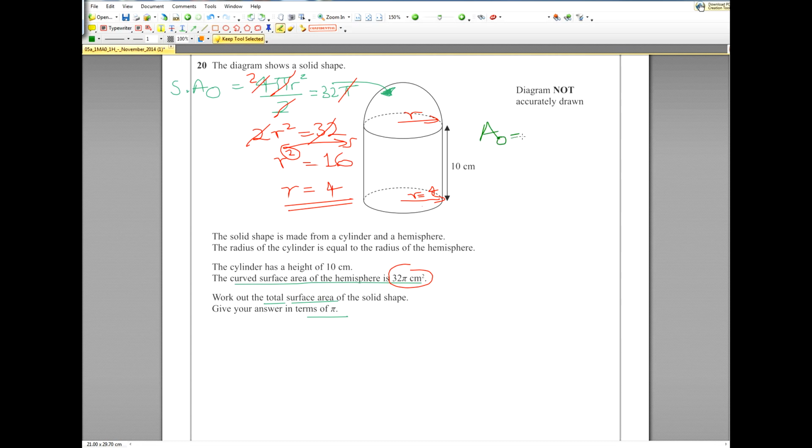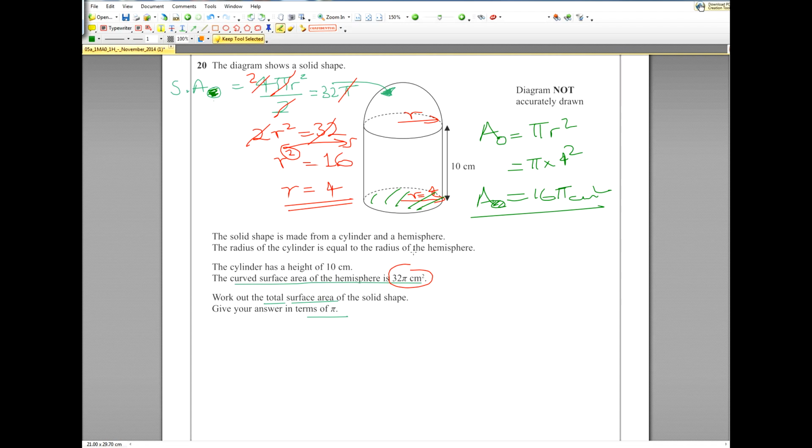Area of the circle is equal to, remember this one here is the area of the sphere. Area of a circle is equal to pi r squared, which is equal to pi times 4 squared, which is equal to 16 pi. We're leaving the pi in the answer. So the area of the bottom circle, which is over here on the bottom, is equal to 16 pi centimeters squared. The area of the top part is 32 pi centimeters squared.